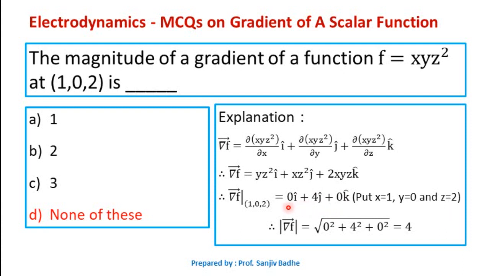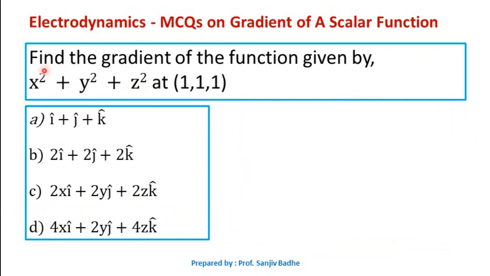And now if you find the magnitude of this vector, then magnitude can be obtained as square root of 0 square plus 4 square plus 0 square, and this will be 4. 4 is not given in these options, and therefore the correct answer is none of these. So magnitude of gradient of a function f, xyz square, at 1, 0, 2 is 4, but it is not given in the options, and therefore the correct option is none of these.